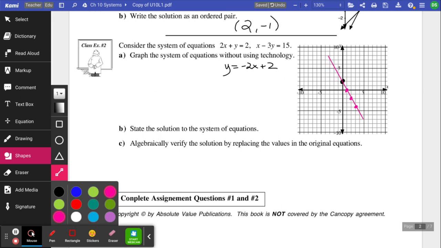Okay, there's that line. I graphed the line. You have to get good at getting into y equals. Aren't you glad we learned it last chapter? Because this is going to be a breeze, right?